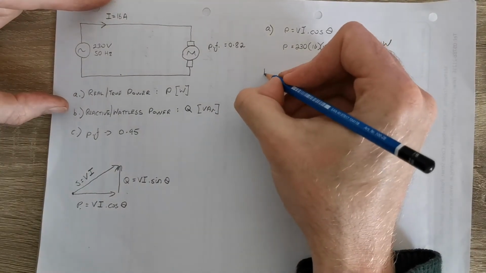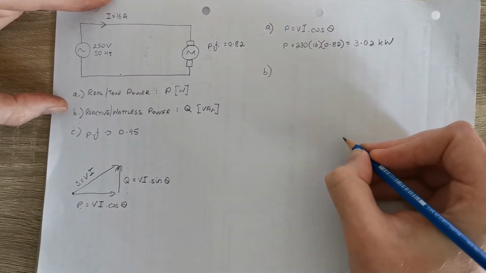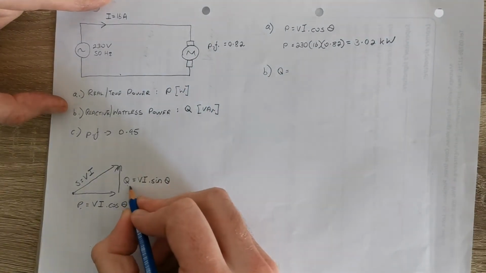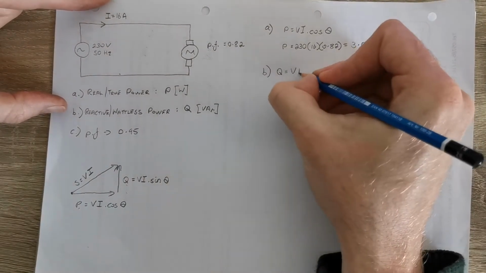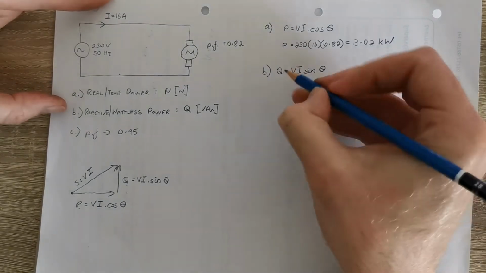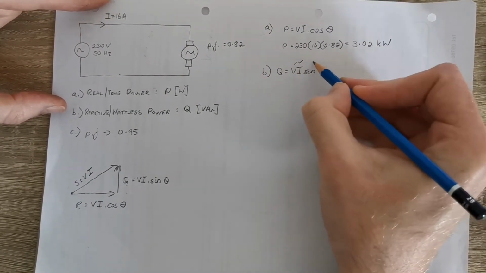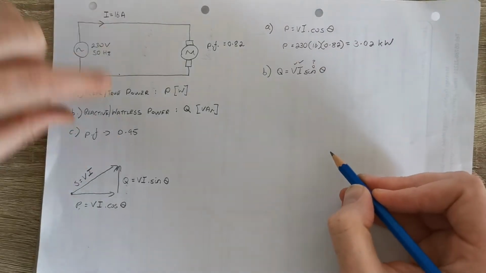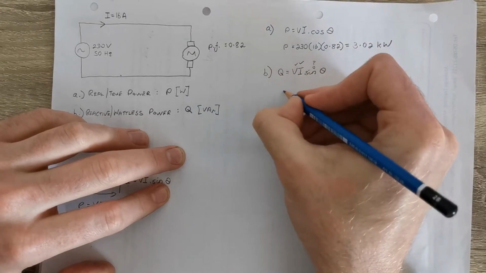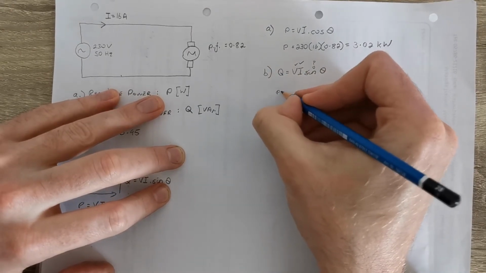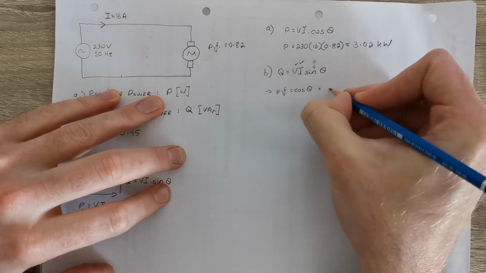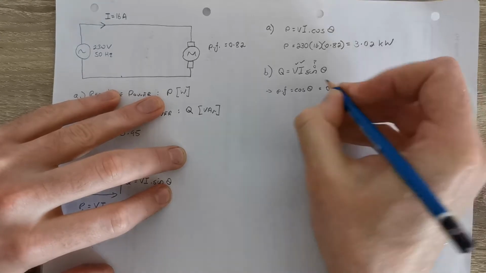So now we have to work out the reactive or wattless power. Now, we have a formula for that, Q. It's VI times sine theta. If we look at this, we have V and we have I, but we don't know what sine of theta is yet. But we can get that. We know that our power factor is equal to the cosine of theta, which is equal to 0.82. That's given to us in the question.